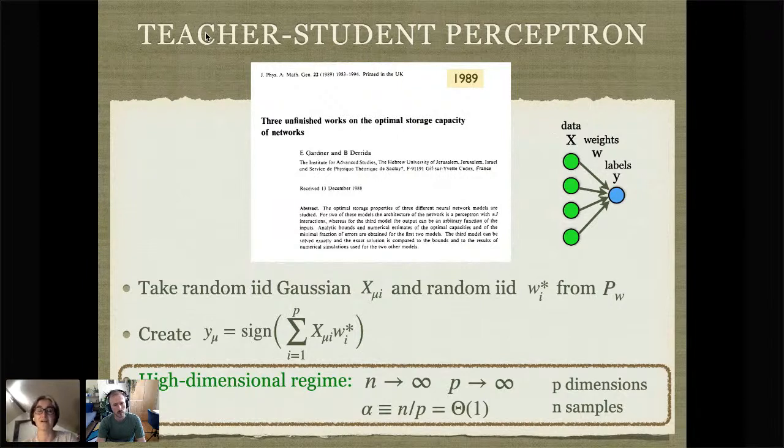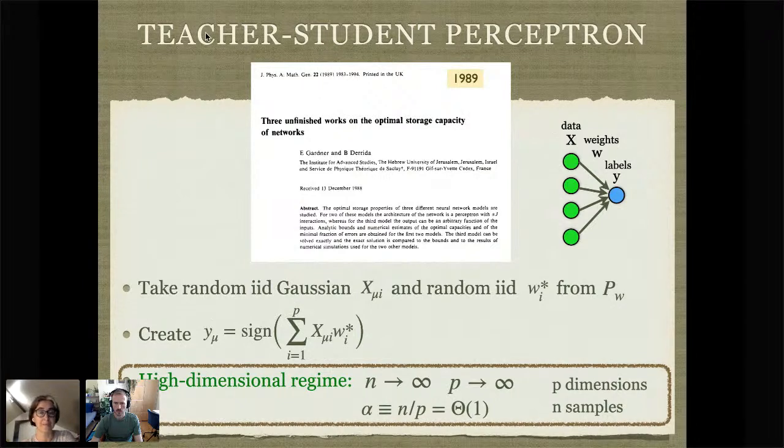This teacher-student variant of the perceptron, as I was saying, actually goes back to the works of Gardner and Derrida in the physics literature in the late 80s. They in particular introduced this model and studied it in the regime where the dimensionality of the data p is high and the number of samples is also high, but the ratio between them is some constant, say 5 or 0.2 or something like that. In statistics that is called the high dimensional regime. That's already advanced statistics. Statistics would usually take the dimension p very small, 3, 5, something like that, and then send the number of samples to infinity. But taking both of them to infinity with fixed ratio is mathematically more challenging.